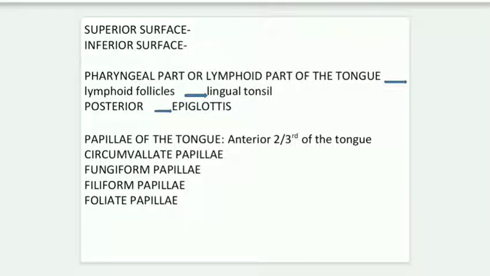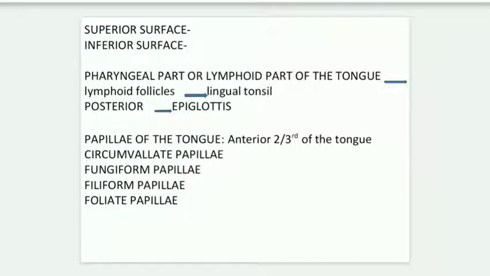The superior surface has a median furrow, like a line in the middle, and is surrounded by papillae. We will discuss papillae in brief. In the inferior surface there is a mucous membrane, and it shows the frenulum linguae. On either side of the frenulum there are deep lingual veins and a fold called plica fimbriata.